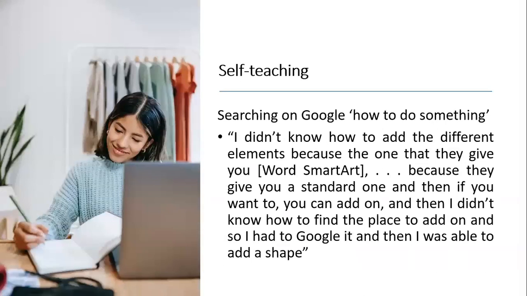For instance, one student shared that they were just searching on Google how to do something. They were given an activity, they had to draw a business model. And so they went for the word Smart Art. This student not knowing how to make use of it just went into Google, searched how to add more nodes into that Smart Art. And so they acquired the skill.